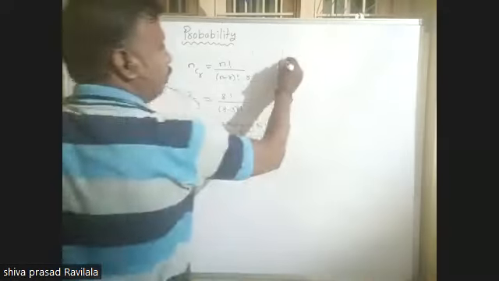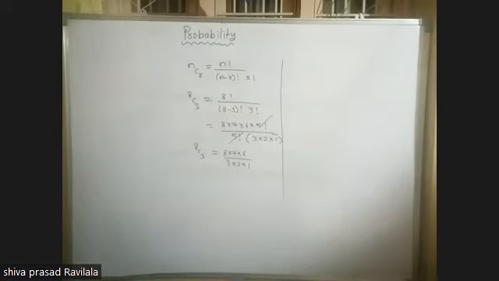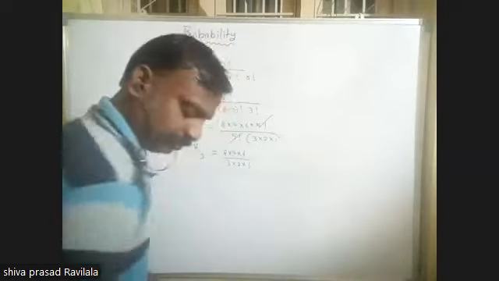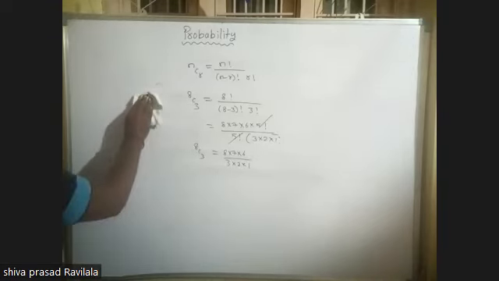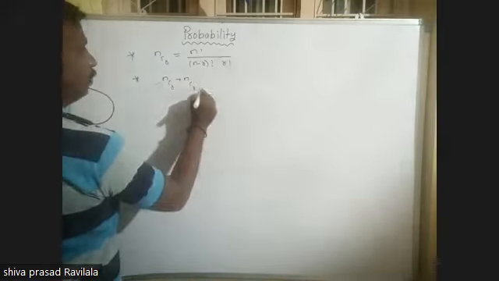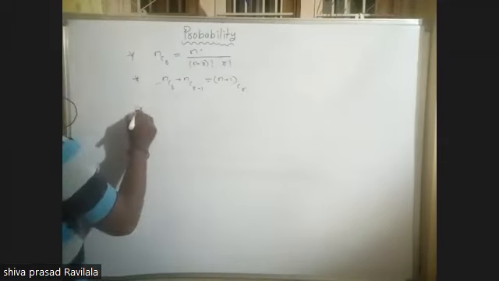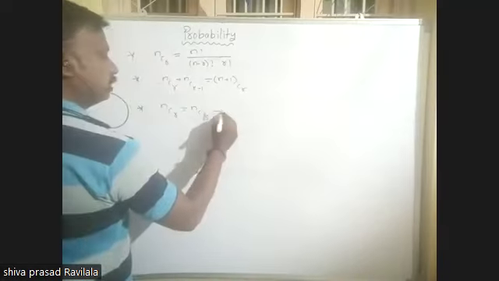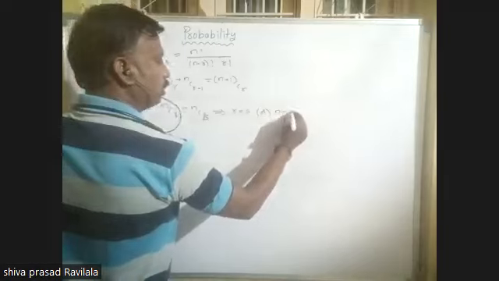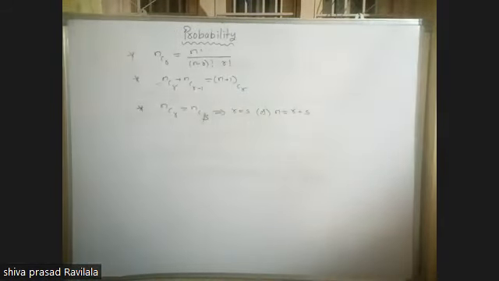In combination we also have another formula: nCr plus nCr minus 1 is equal to (n plus 1)Cr. Look at the formulas. First one, nCr is equal to n factorial by (n minus r) factorial into r factorial. Second, nCr plus nC(r minus 1) is equal to (n plus 1)Cr. Third, nCr is equal to nCs. It's very, very important. It implies either r is equal to s or n is equal to r plus s.